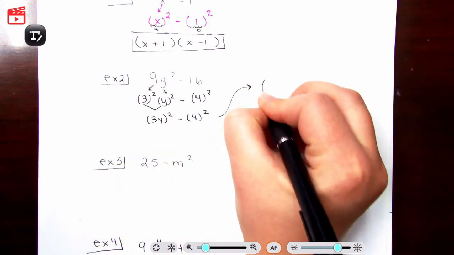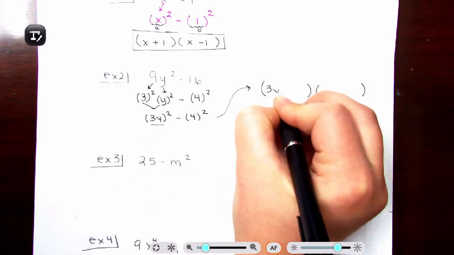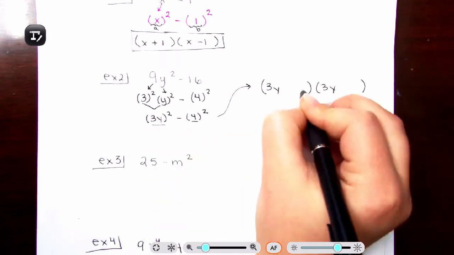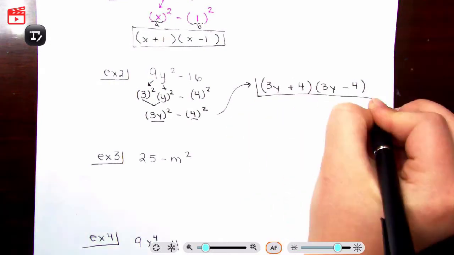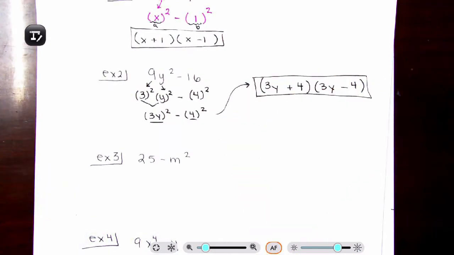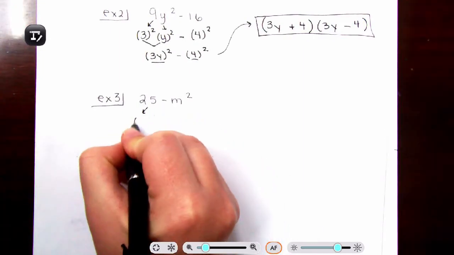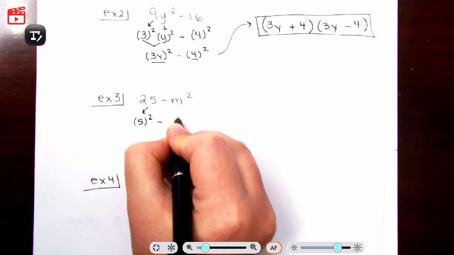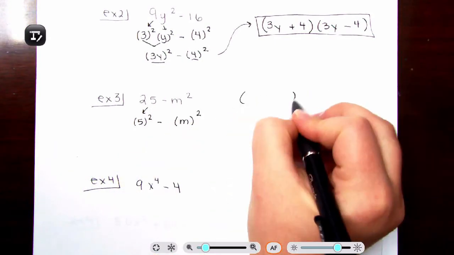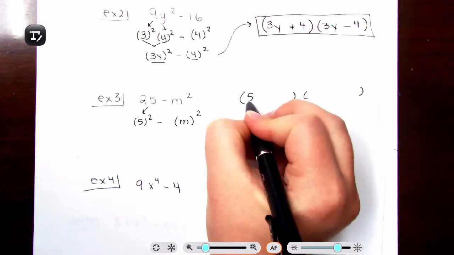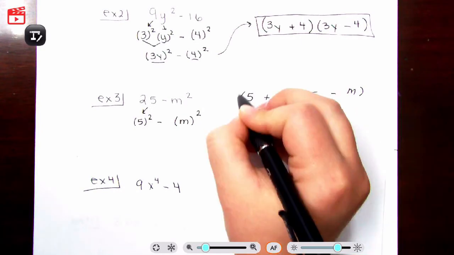So let's go ahead and write that. A plus b, a minus b. A is now 3y. B is now 4. 1 is plus, 1 is minus. Let's do 2 more. This one here I see is 25, which is 5 times 5, minus m. M is just m squared. Let's do that again. A plus b, a minus b. A is now 5, b is now m. And we have 1 plus, 1 minus.